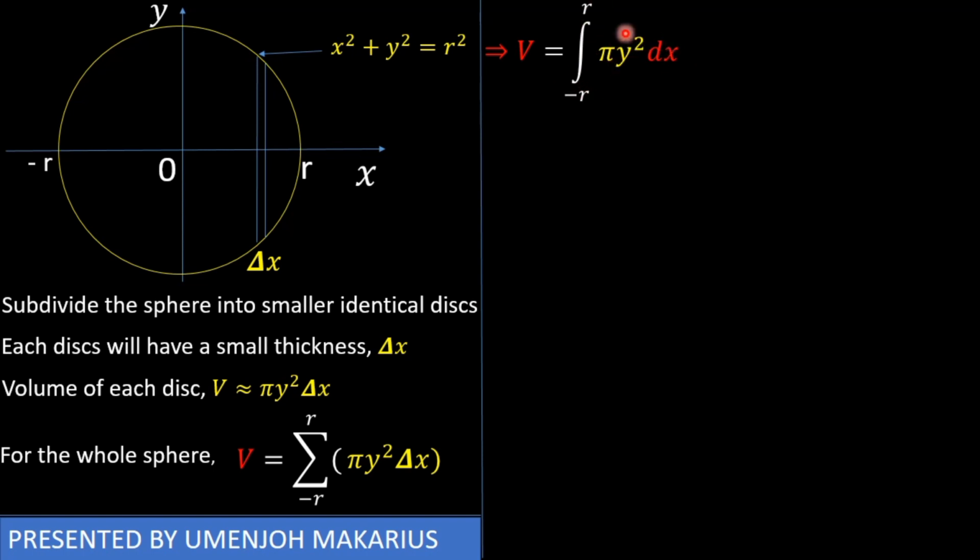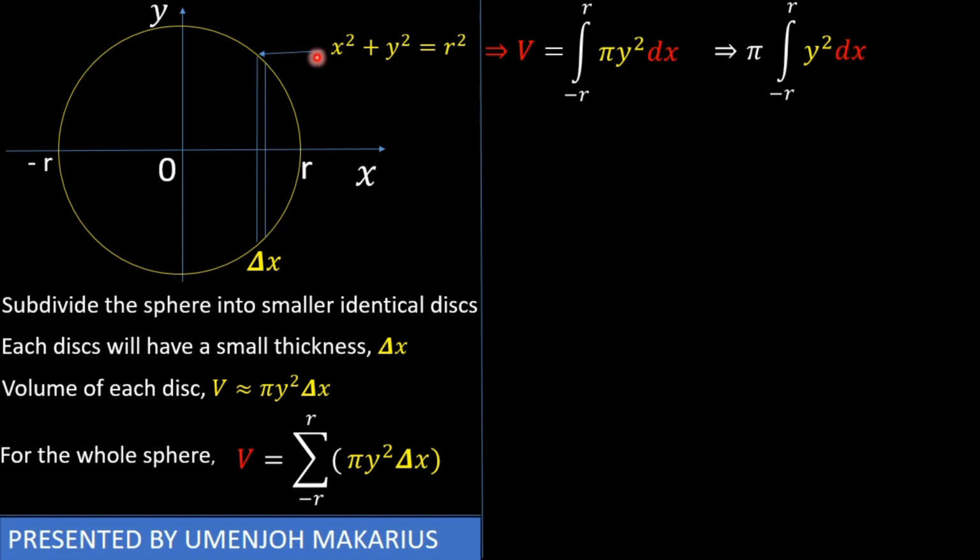Great. But friends, pi is a constant, we can put it out of the integral, so we now have pi times the integral of negative r to r of y squared dx. But friends, y and x cannot both exist in the integral, so we have to isolate one of them. In this case, guys, we can only isolate y.